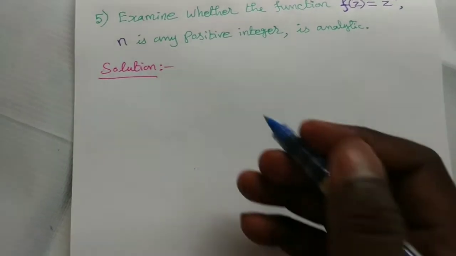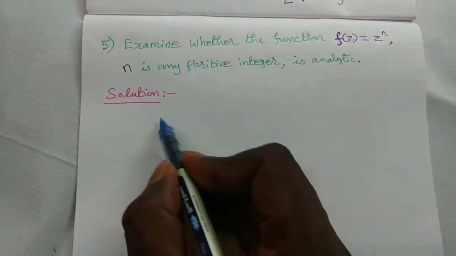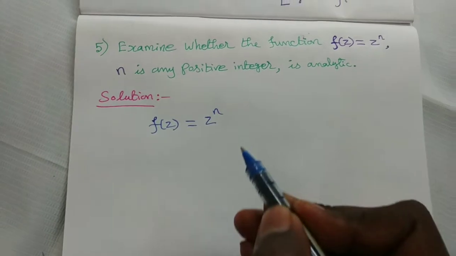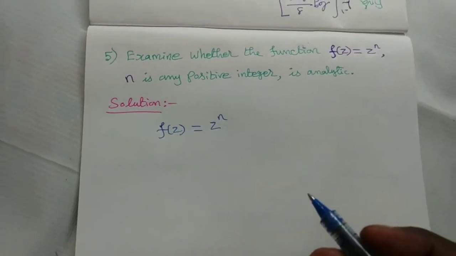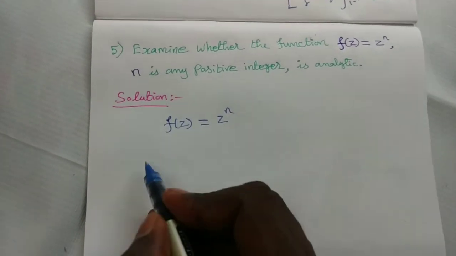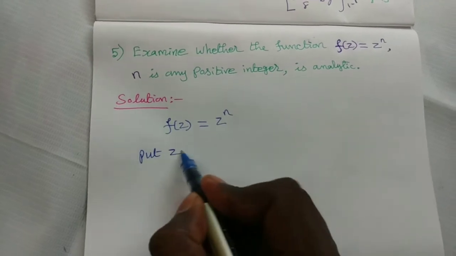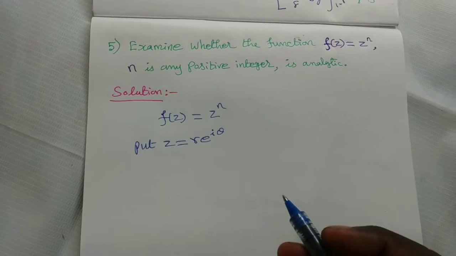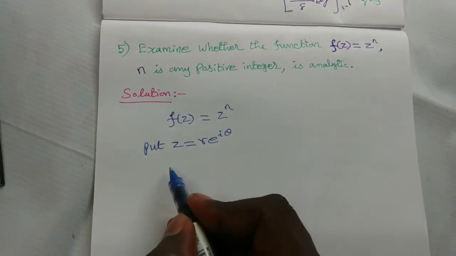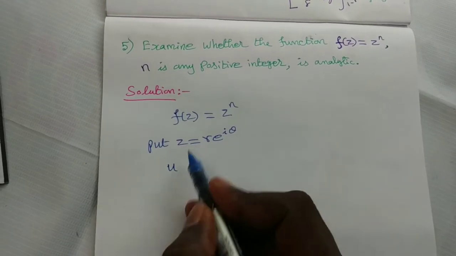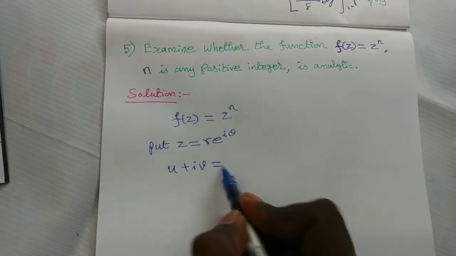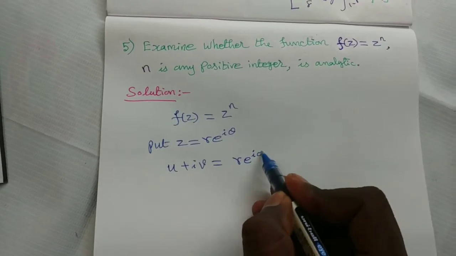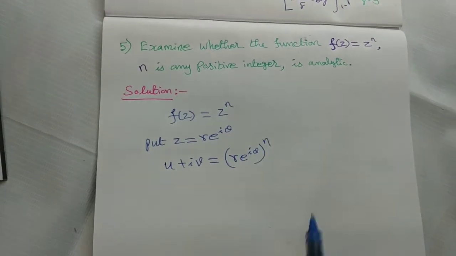Okay, what is the given function? The given function f of z is z power n. So here I am going to use polar form. So put z equal to r into e power i theta. Substitute in the above function. So again f of z is u plus iv, which is equal to z power n, which is r into e power i theta, the whole power n.